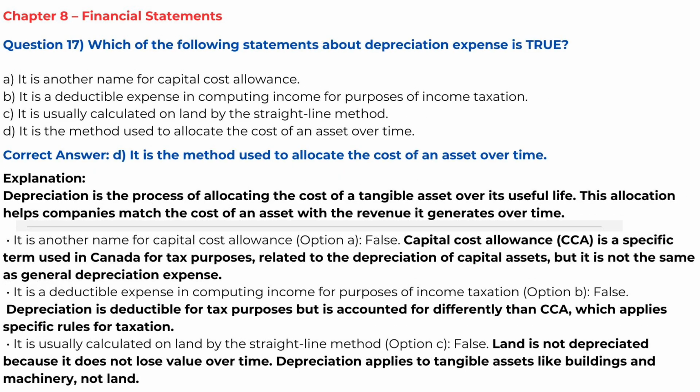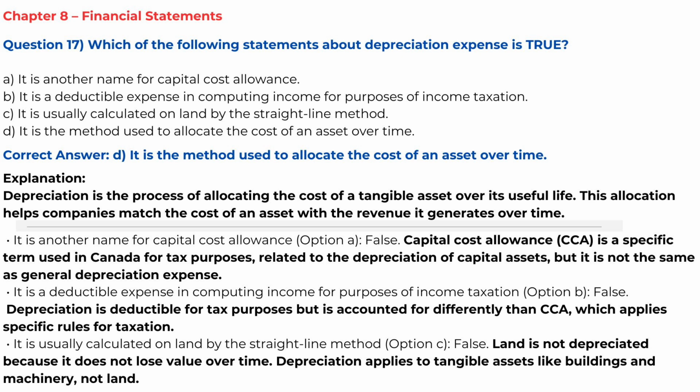Option D, true. A corporation is considered a separate legal entity and is taxed separately from its owners, shareholders. Question 17. Which of the following statements about depreciation expense is true? Correct answer, D. It is the method used to allocate the cost of an asset over time. Explanation. Depreciation is the process of allocating the cost of a tangible asset over its useful life. This allocation helps companies match the cost of an asset with the revenue it generates over time.